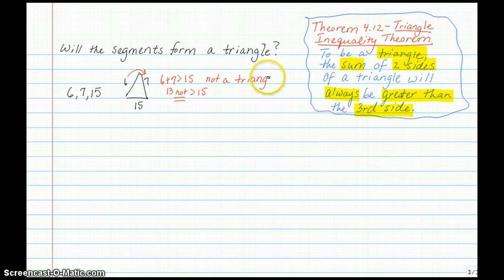Or, I guess we should say it a little bit differently: it cannot be a triangle. So given those segments, it cannot be a triangle.